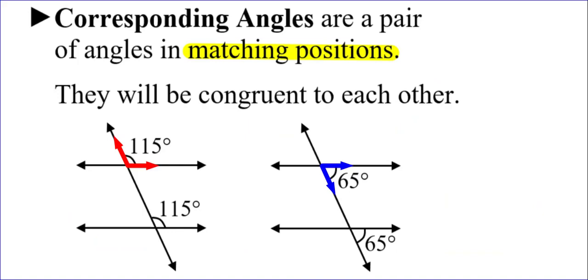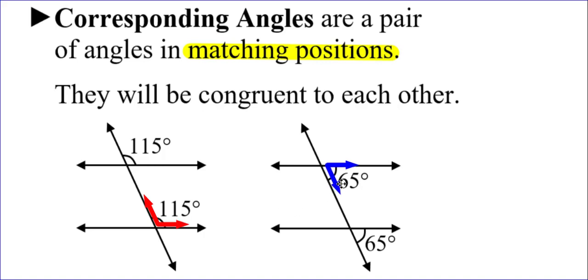All right. First type of vocabulary that we're going to talk about from parallel lines cut by a transversal, corresponding angles. They are a pair of angles in matching positions. Here's what I mean. The 115 degree angle up here is on the top right hand corner, and if I slide that down the transversal, you will see it is in the matching position of this 115 degree angle, also in the top right hand corner, but in the bottom part of the picture. They are in matching positions, and you'll notice they are congruent to each other. Congruent means having the same measure.